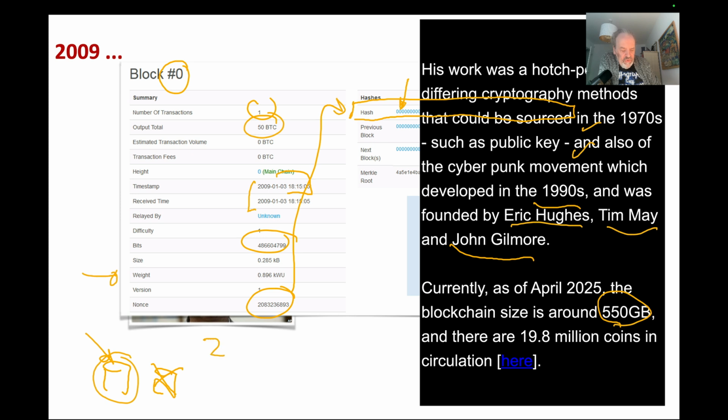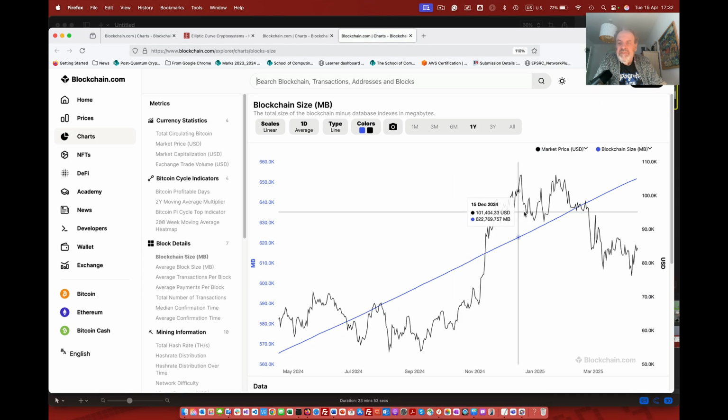And overall, 21 million coins were minted initially, and that's all the coins that there are. At the current time, there has been 19.8 million coins in circulation, but once we get to the 21 million, there will be no more coins left.